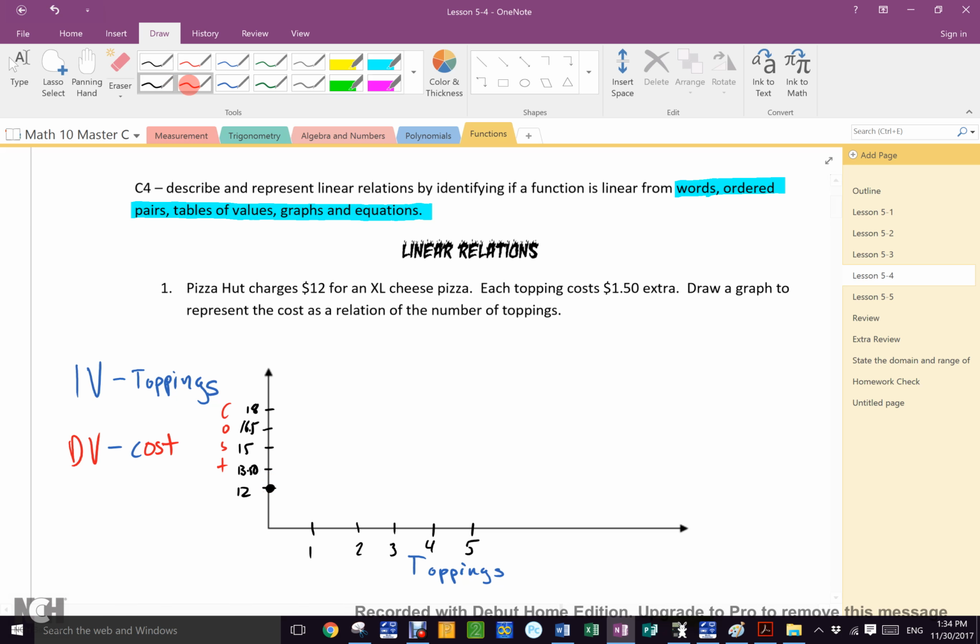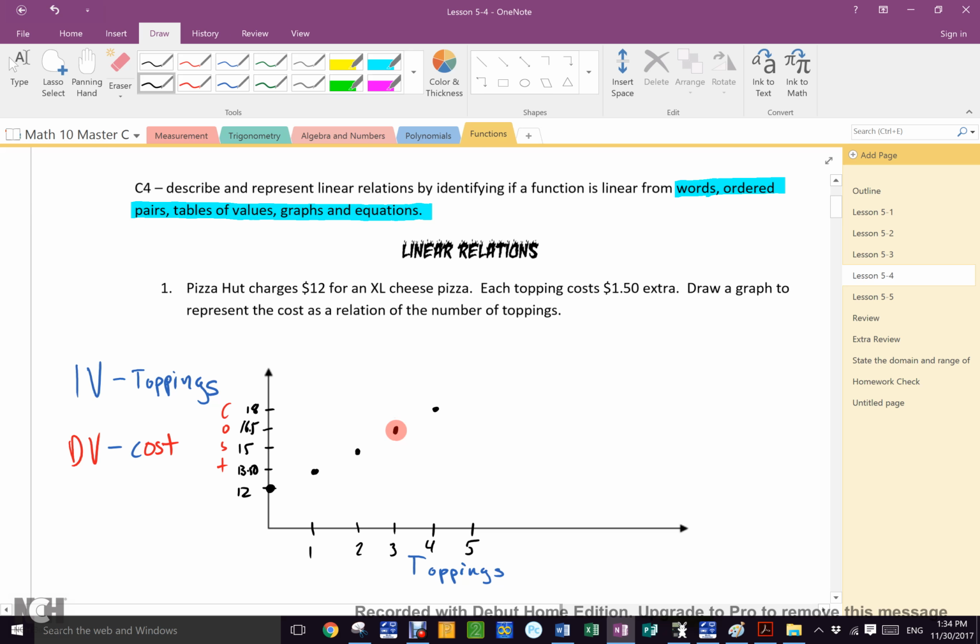Where's the next dot go? At 1 and 13.50. Where's the next dot go? 2 and 15. Where's the next dot go? 3 and 16.50. Where's the next dot go? 4 and 18. Is everybody cool?